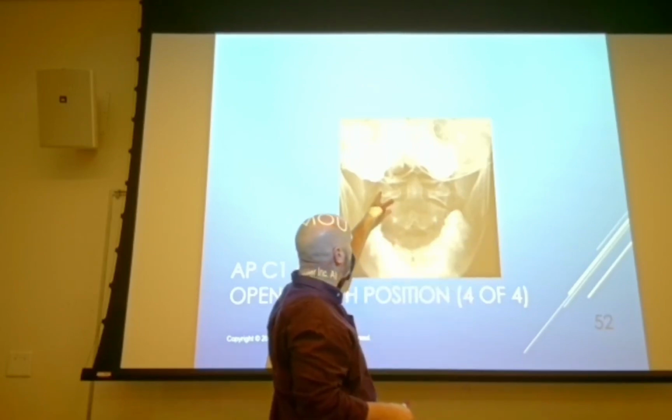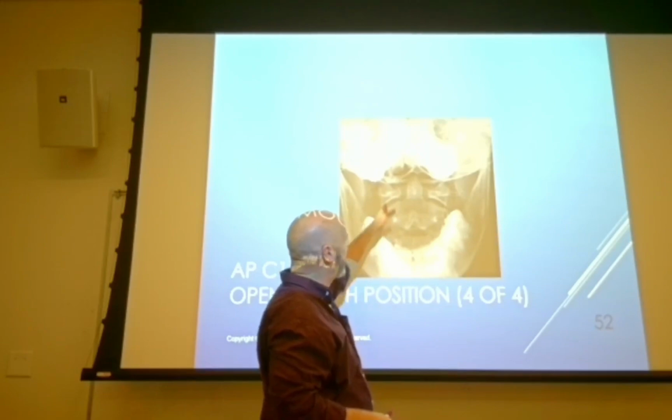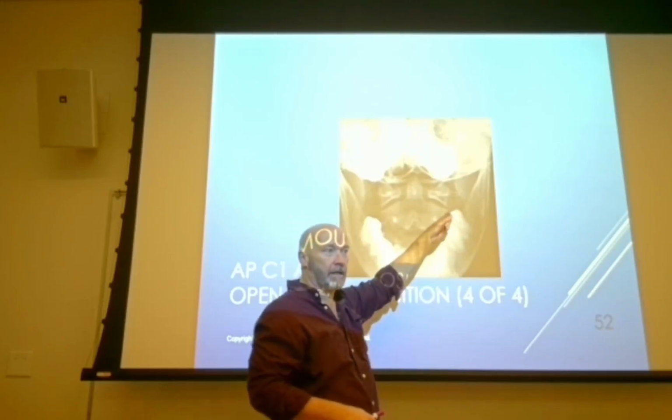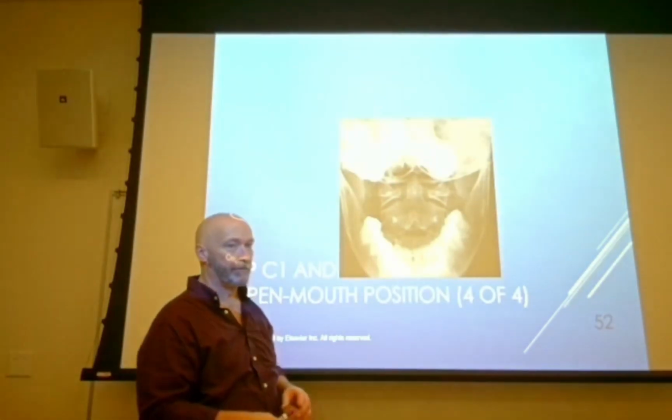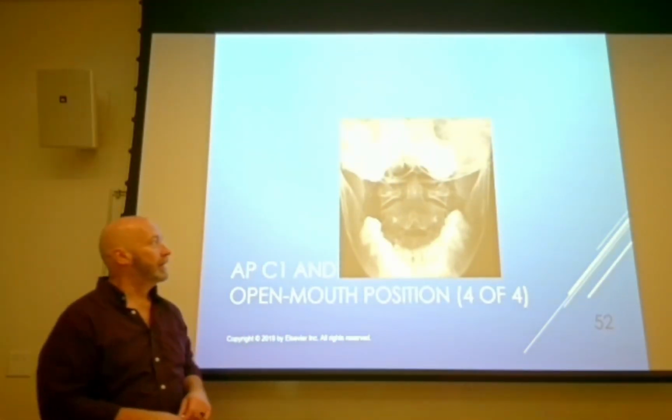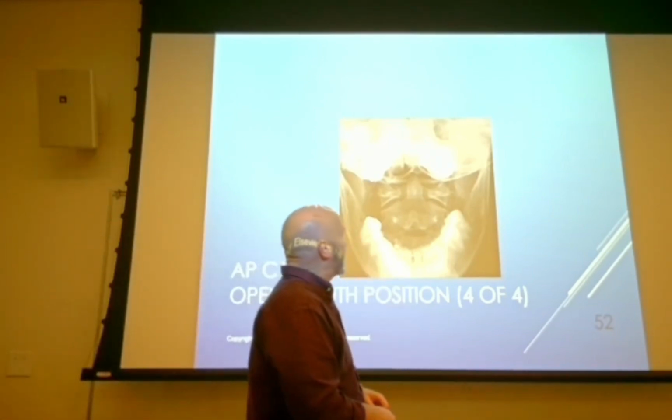So you see the way the lateral masses of C1 and the lateral masses of C2 are lined up on both sides? The lateral masses of C1 would be out wider. That's what we refer to as a Jefferson fracture. Okay, so a Jefferson fracture, we can diagnose that.